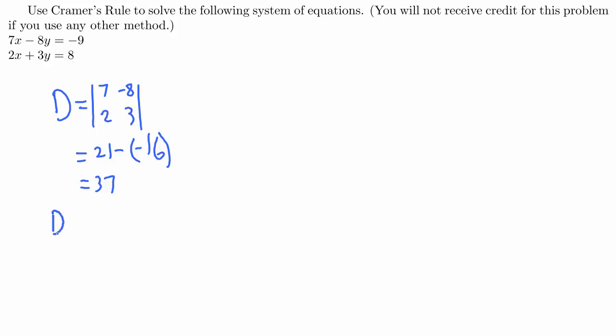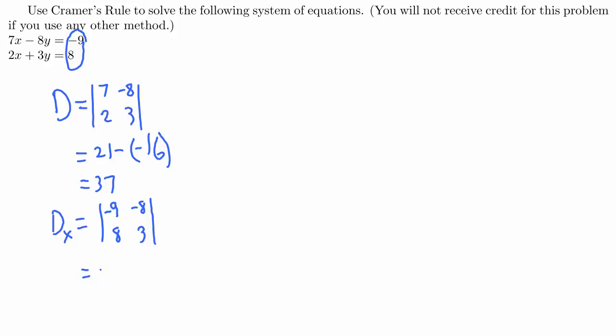Now then, D sub x. This is telling me that the x column of my original D matrix will be changing. My y column will not, however. So that negative 8 and 3 stay the same. It's just that the x column is replaced with the equal stuff, the equal vector, the equal column. So replace that with negative 9 and 8 here. And then you can figure this out.